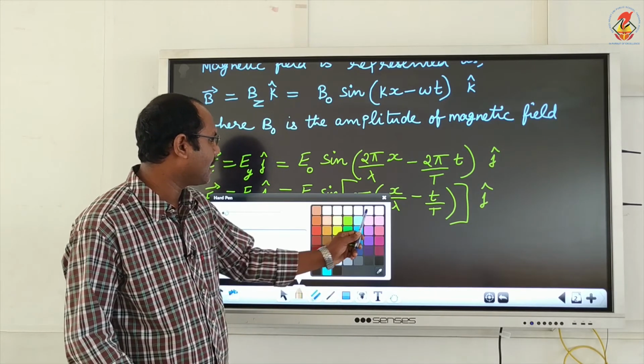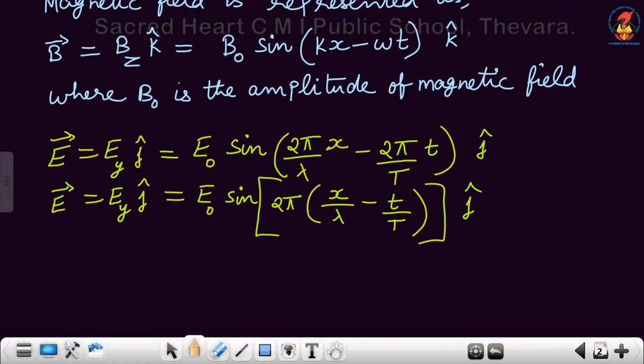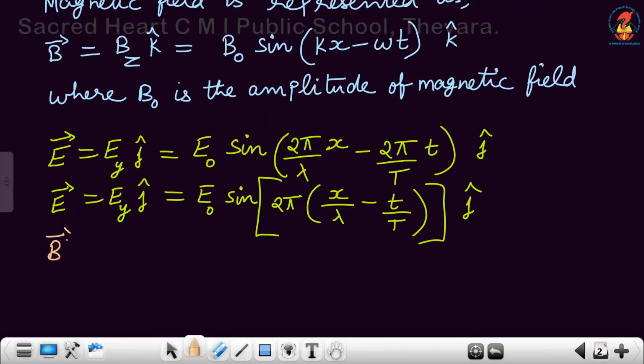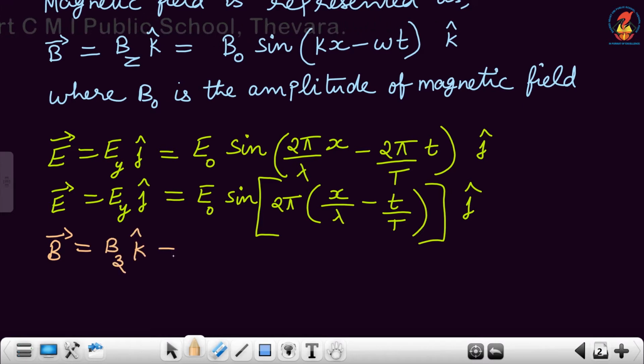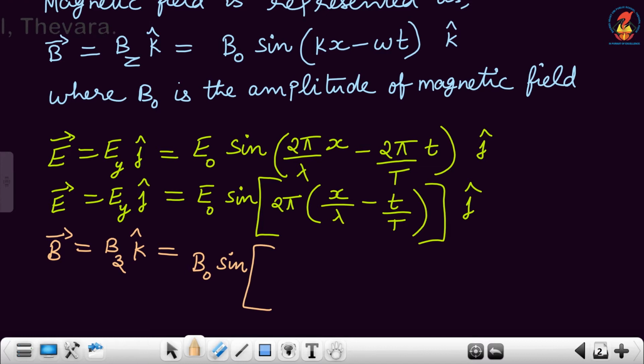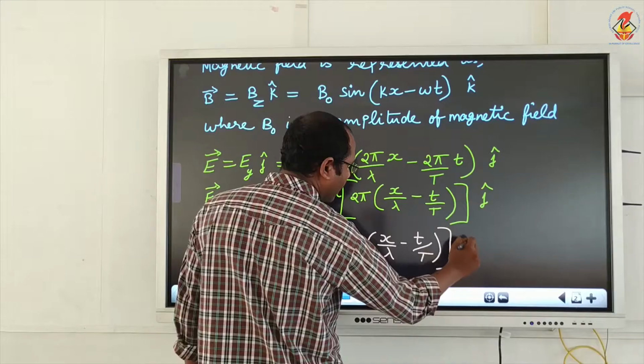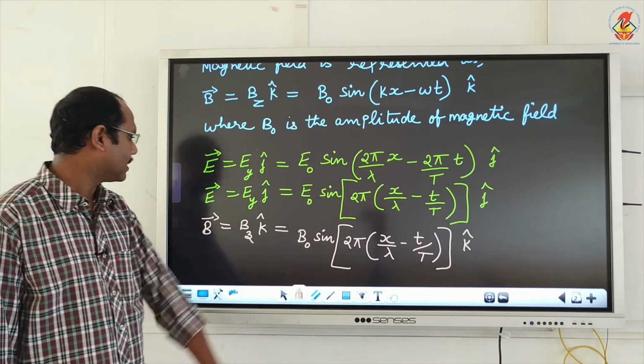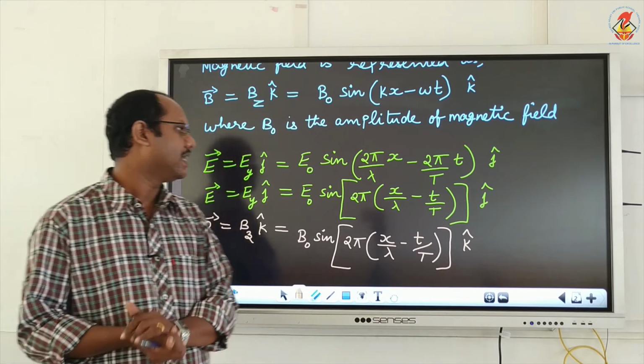Similarly, how will I write the magnetic field expression? Vector B can be written as B z k cap. I am writing it directly: B0 sin, 2 pi common, of (x by lambda minus small t by capital T) into k cap. So this is the expression for the magnetic field.